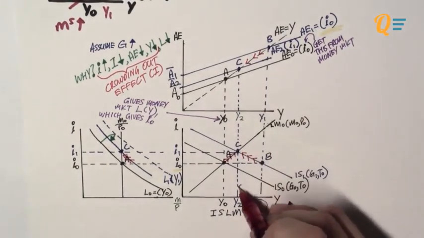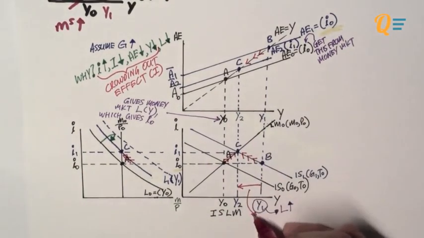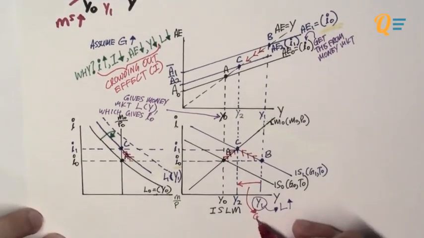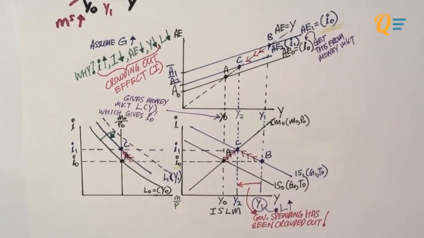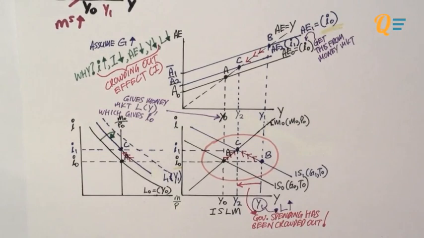So here's the most important part of the analysis in the ISLM model. The movement from Y1 to Y2, this reduction of income, is due to the crowding out effect. So we say that government spending has been crowded out. It has been crowded out by the reduction of investment due to the increase in interest rates. So this circled portion over here is the most important dynamics that you must be able to explain.